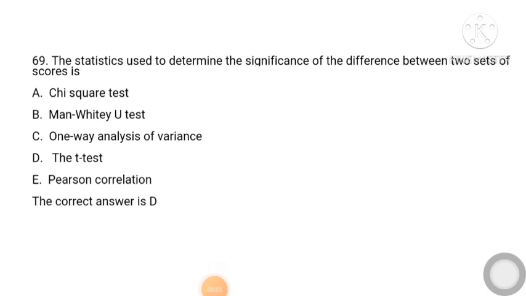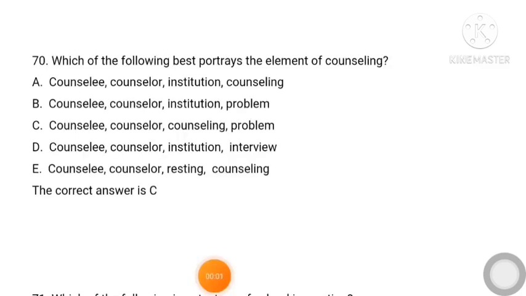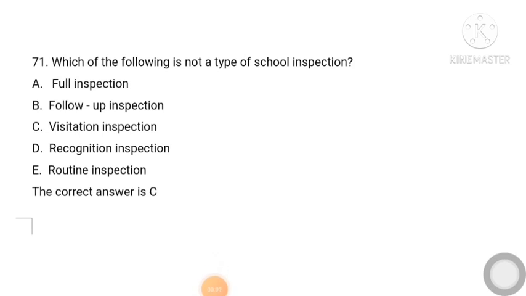69. The statistics used to determine the significance of the difference between two sets of scores is the t-test. The correct answer is D, the t-test. 70. Which of the following best portrays the element of counseling? The correct answer is C, counselee, counselor, counseling, and problem. 71. Which of the following is not a type of school inspection? Visitation inspection. The correct answer is C, visitation inspection.